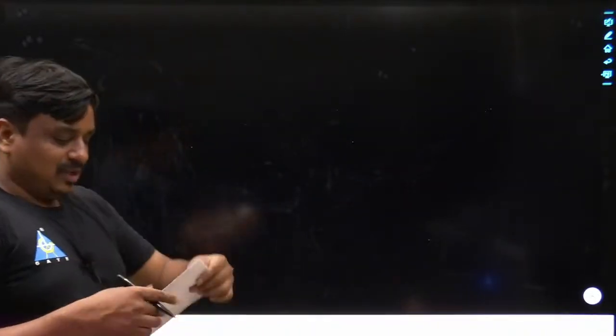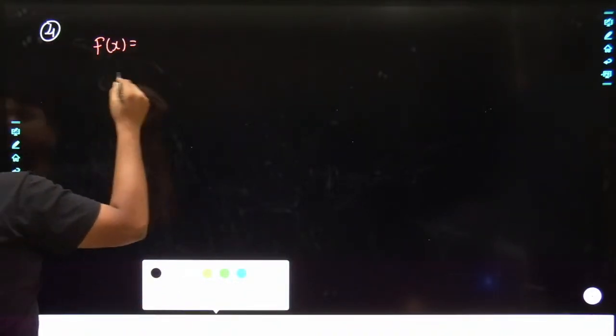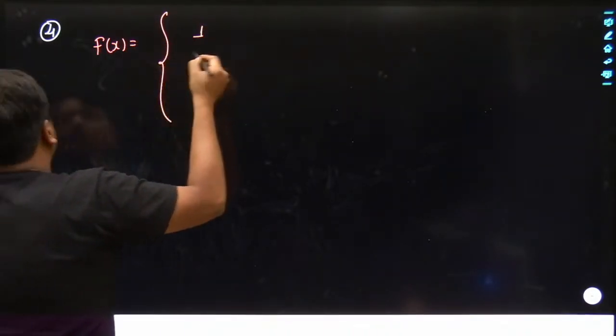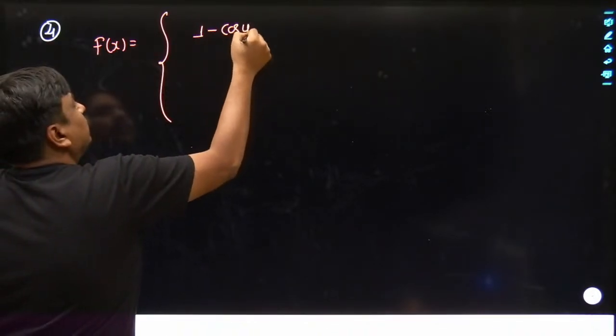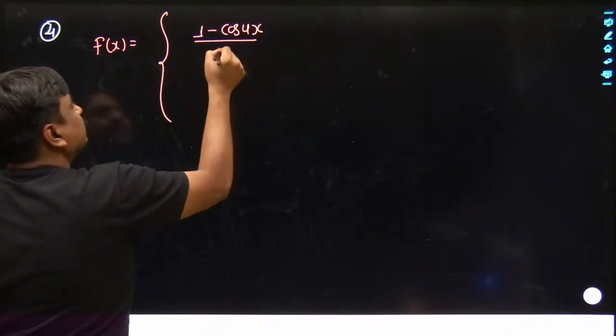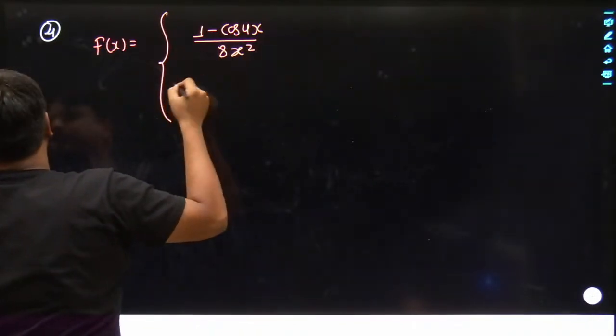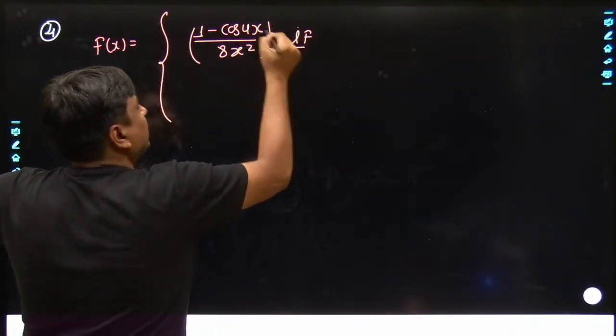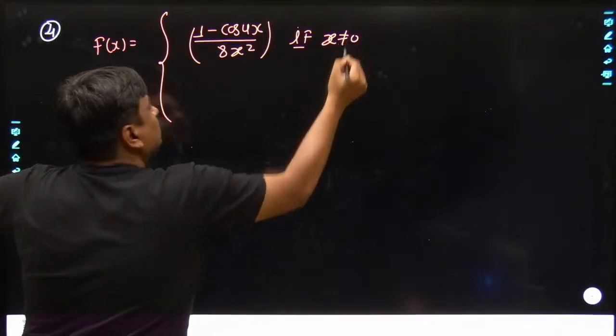In the same sequence, let me move forward and take the next question. It is the 4th question of the day. May I know what the question is? The f of x is equal to 1 minus cos 4x divided by 8x square. f of x is defined by this function when x is not equal to 0.